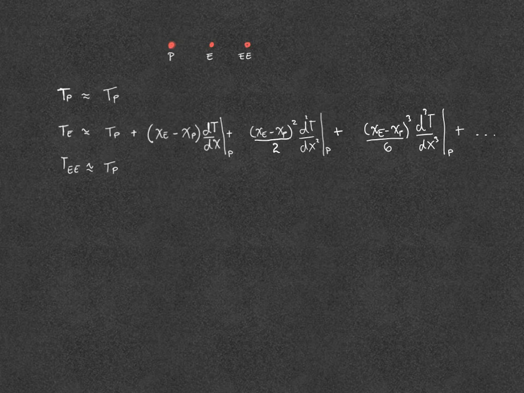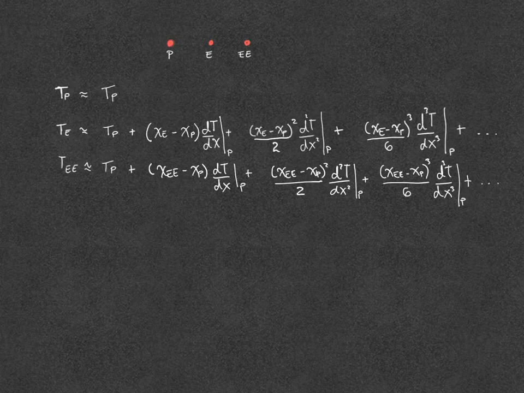Now I will do the same for this one. The nice thing with these virtual classes is that something just pops up. So the third expansion is exactly the same as before. The only difference is that the distance here is different. It's with respect to EE.